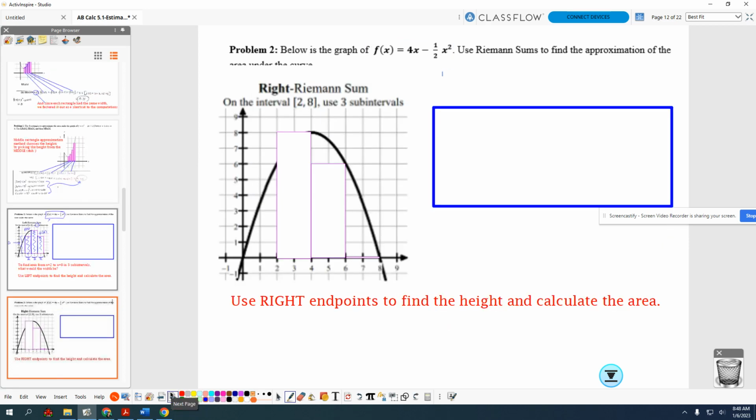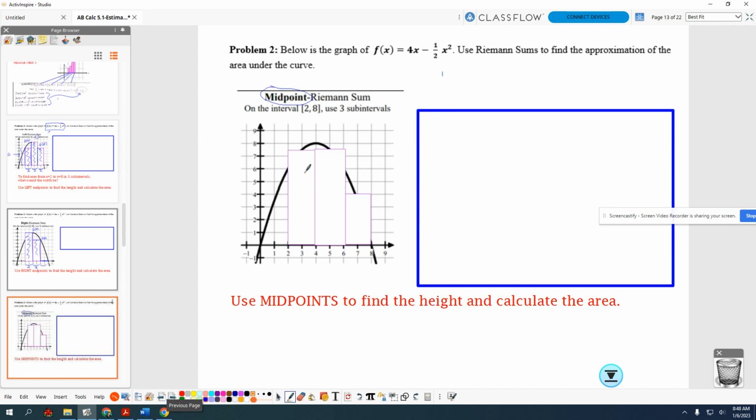add them together. Now doing the same process for RRAM, same picture, same slice from 2 to 8, but we're going to use the right end for that height of the rectangle. So this is f of 4, this is f of 6, and f of 8 is 0, so we are actually adding that in, but it's a 0. So this one is easy to calculate. It's just 2 rectangles. 2 times f of 4 plus 2 times f of 6 gives you this approximation.